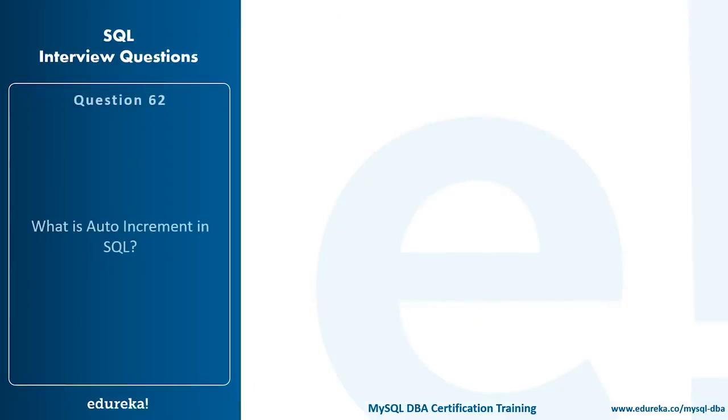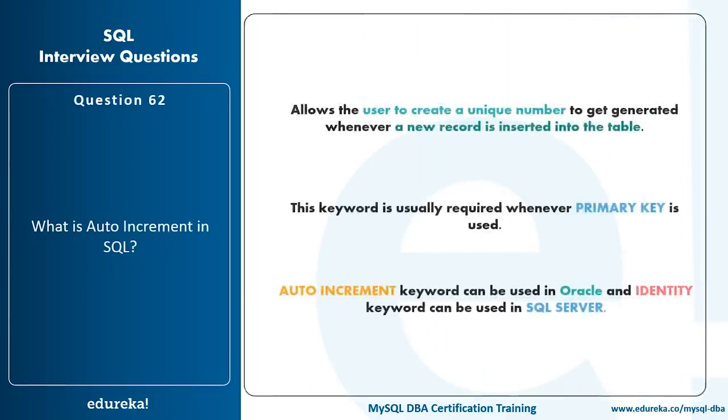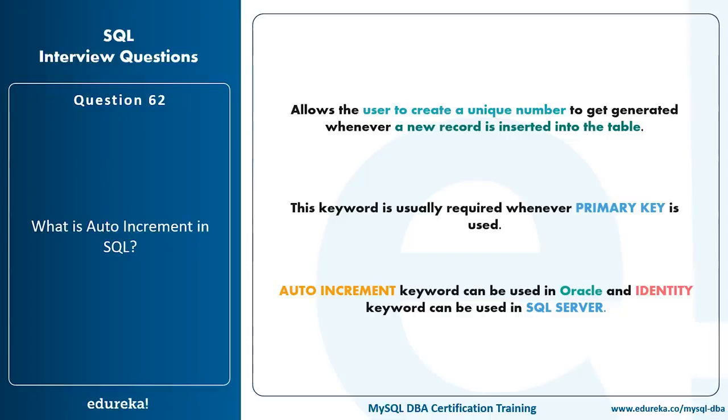Next, let's move forward and understand what is auto increment in SQL. The auto increment keyword allows the users to create a unique number to get generated whenever a new record is inserted into the table. This keyword is usually required whenever a primary key is used, and the auto increment keyword can be only used in Oracle, whereas the identity keyword can be used in SQL Server. So that was about auto increment in SQL, guys.